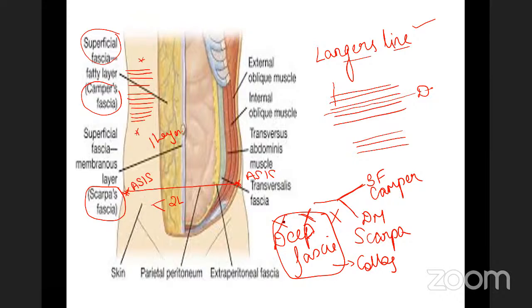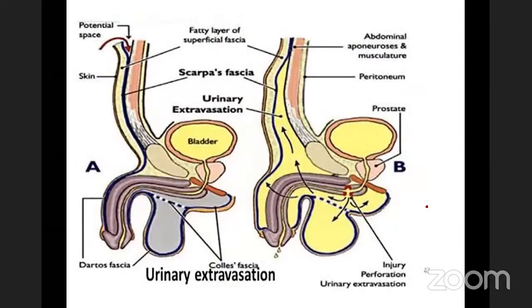Okay, so now we have to trace both the superficial Camper's fascia and the deep Scarpa's fascia. We will trace it now. It's important from a clinical point of view. So we discussed that below the two anterior superior iliac spines, the superficial fascia splits into two layers: the superficial fatty layer, Camper's fascia, and the deep membranous Scarpa's fascia. Now the superficial fatty Camper's fascia becomes continuous with the fatty layer of the surrounding tissue.